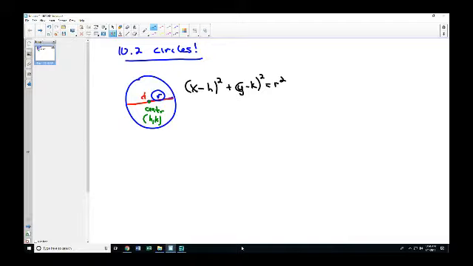So you have your center, H and K, right? Yes. So that's where those go with the X and the Y, and it is subtract. Okay. And then the radius is R.